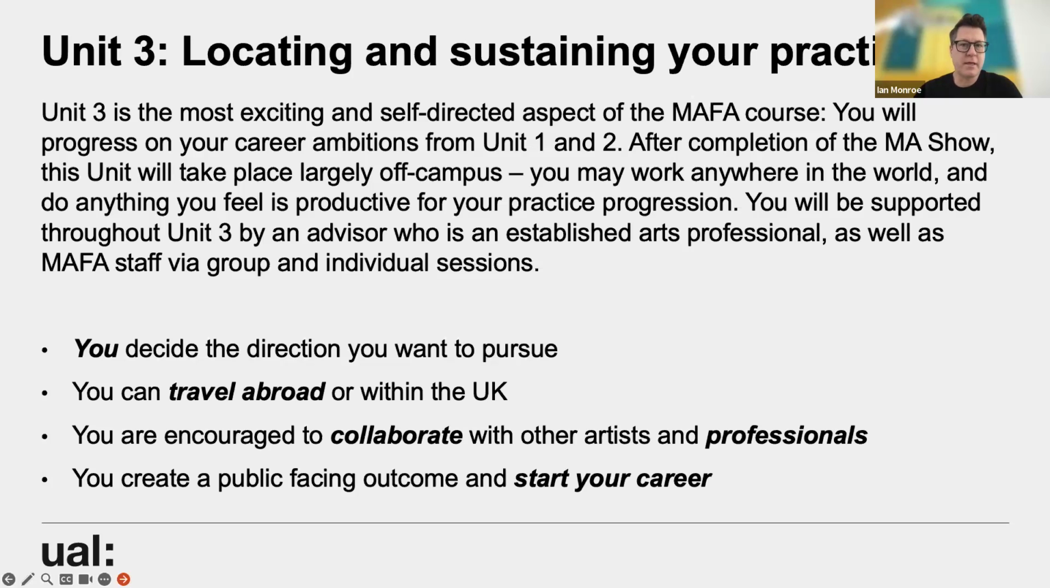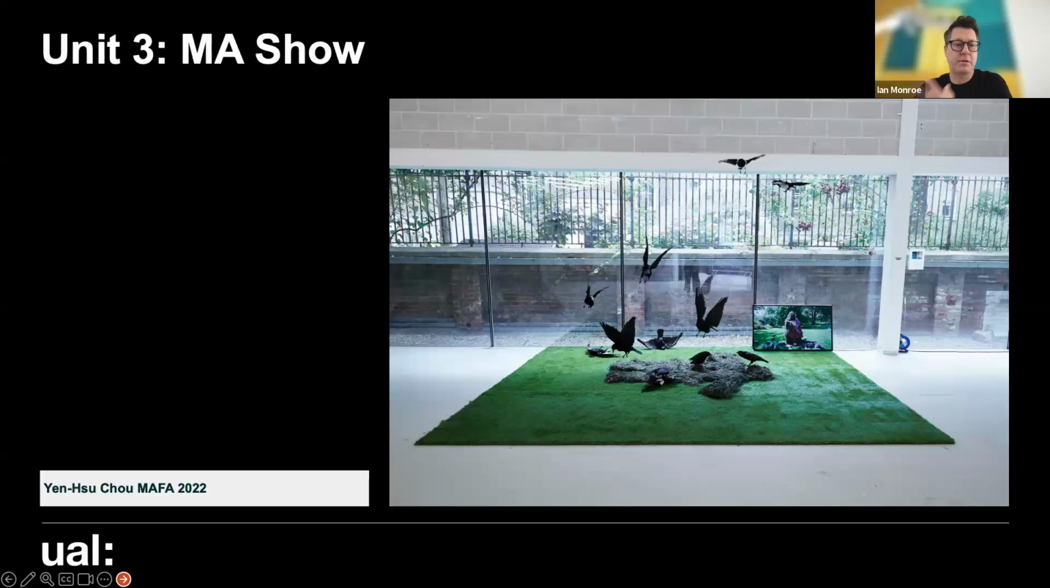So what we try to do is build you towards Unit 3. Now, our course is very unique. It's a 15-month course, and Unit 3 is the most exciting and also challenging part of our course. So you complete Unit 1 and 2 on site, and then Unit 3 is a project that you decide the direction of. You can travel abroad or stay within the UK, and you collaborate with other artists and professionals. And really, this is a way to think about becoming between the MA and the world beyond.